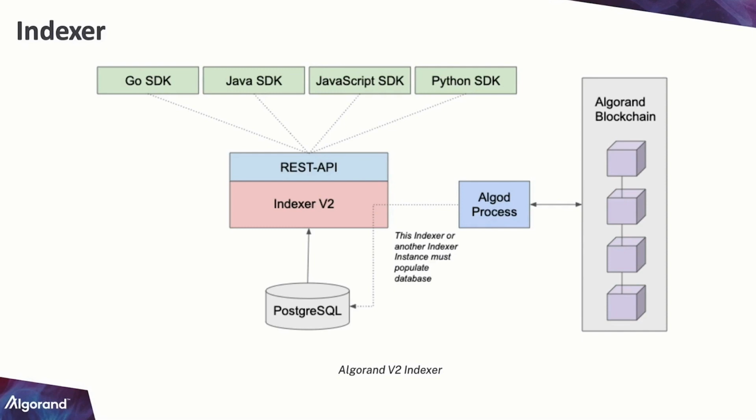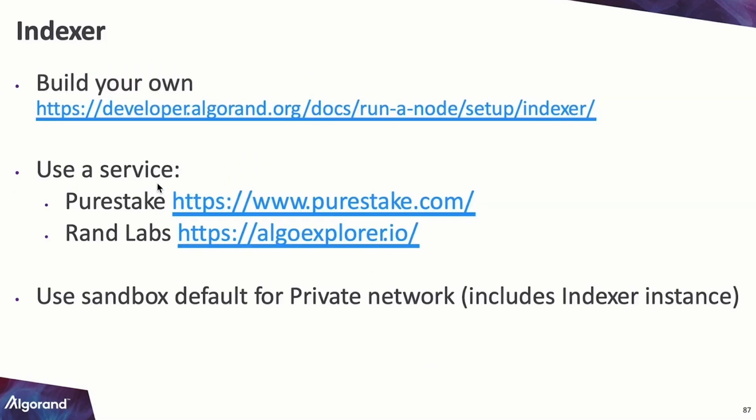These are all accessible from all of these SDKs on top, plus the C# SDK as well. And you can have different choices here. You can build your own, and we have documentation that points to how to do that. Very time consuming, it would probably take 4 days to get that built. You can use it as a service, both PureStake and Explorer.io have that. Or you can use a sandbox, which is the easiest way for developers, and use the default for private network, which includes an indexer.